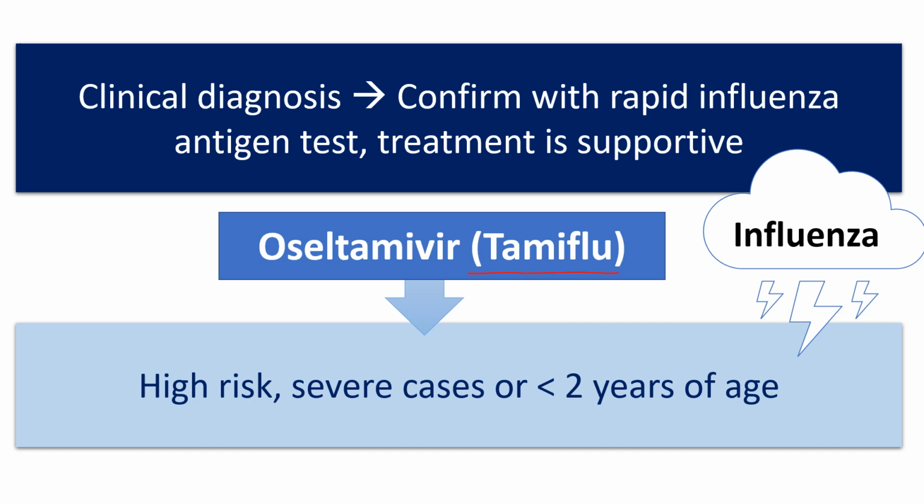Oseltamivir or Tamiflu is indicated in high-risk patients, for example, patients with underlying cardiac or pulmonary diseases, severe cases, or children less than 2 years of age.